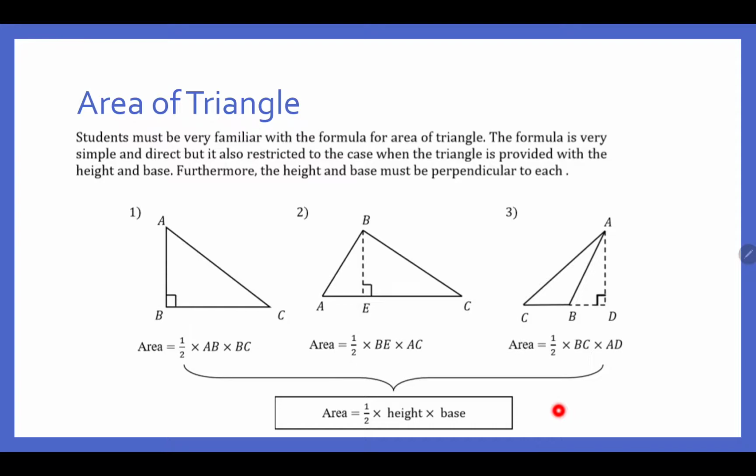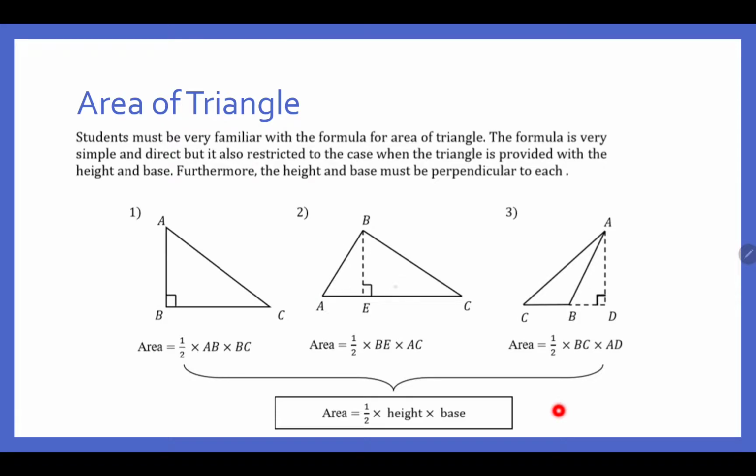And then area of triangle. Sebelum ni dekat sekolah you all belajar area of triangle is 1/2 times height times base. Okay, 1/2 darab dengan tinggi darab dengan base dia. Okay, let's say kita ada macam ni. Yang ni adalah right angle triangle. So formula dia 1/2 height dia adalah AB darab dengan base dia adalah BC. Ini untuk right angle triangle.